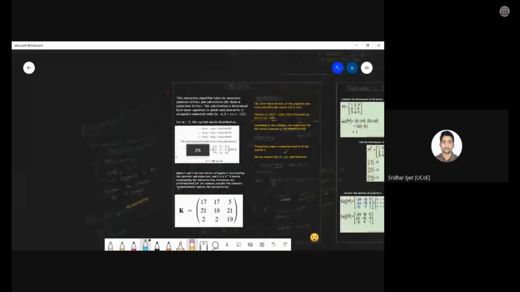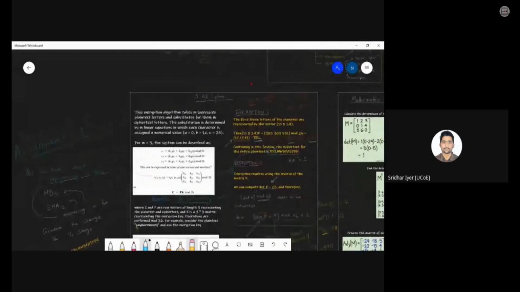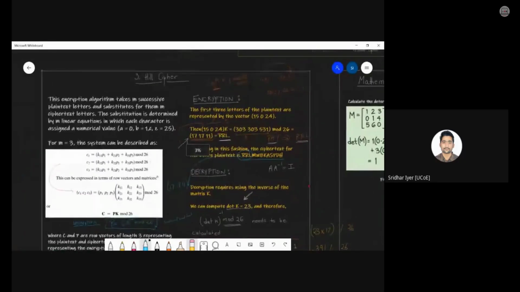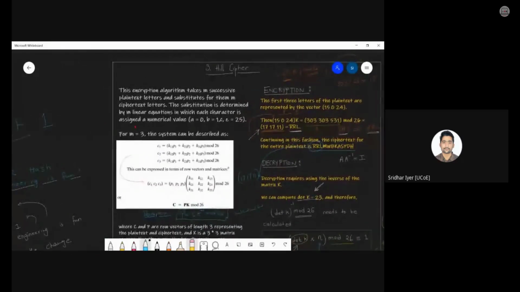Let me quickly revise all the steps that we have done so far, because this Hill cipher is a long, huge concept. So we can't start with one more topic today, I guess. It will be left in between. So let me quickly revise what we have done so far.